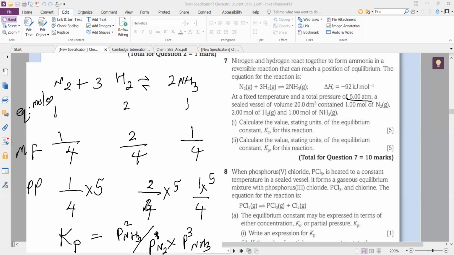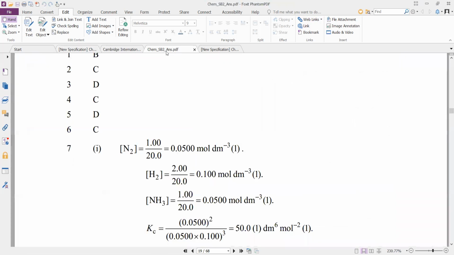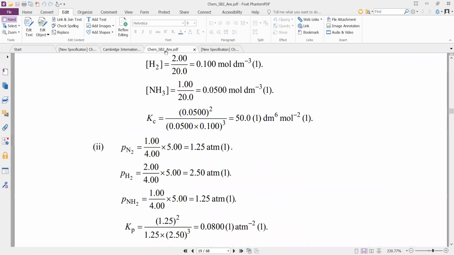So, what is the answer? Unit is atm minus 2. Atm minus 2 is there. Okay. Then the decimal places: 0.08 atm minus 2. That time it's finally correct. Yes.